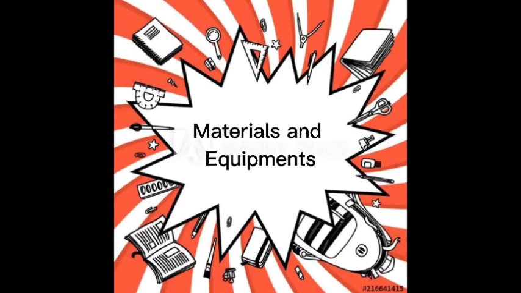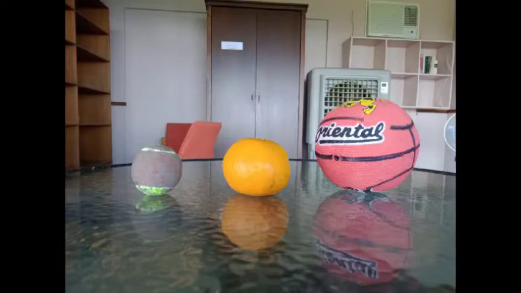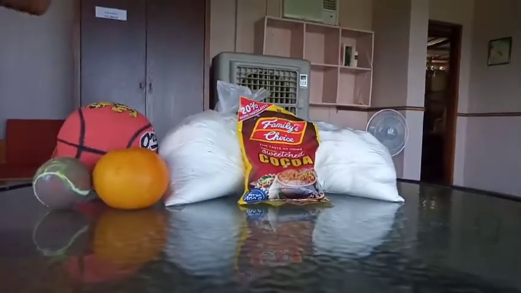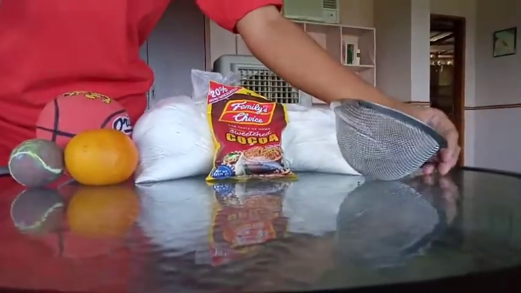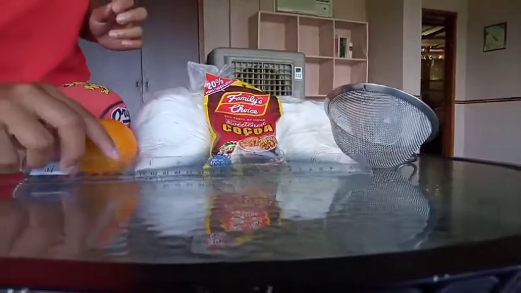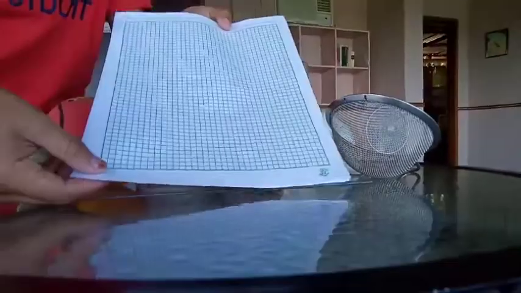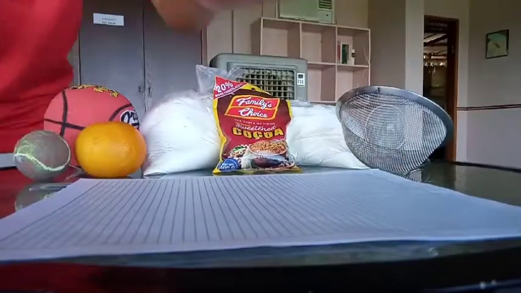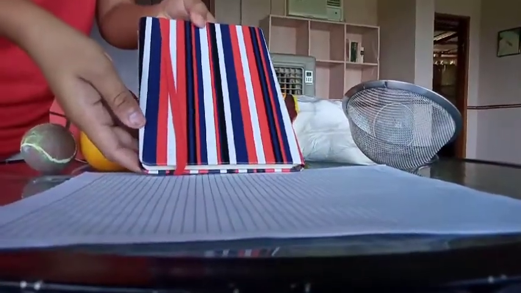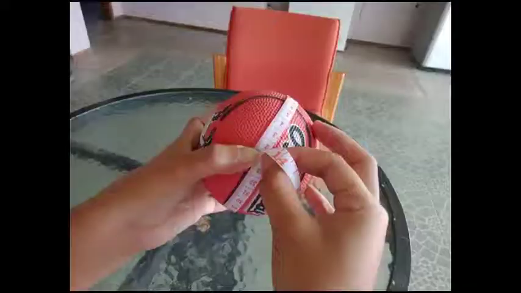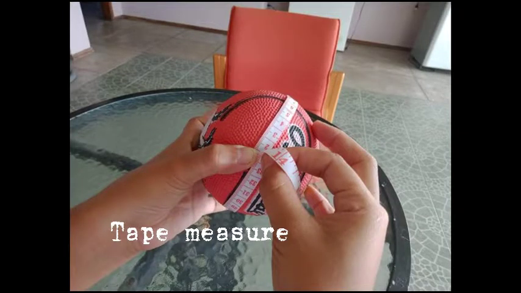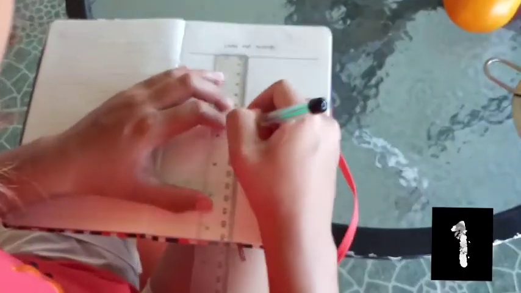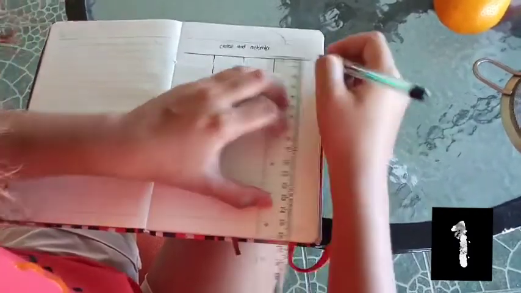Here are the materials and equipment that we need in this activity. Different kinds and sizes of spherical objects. These spherical objects will serve as our meteorites. Flour, cacao powder, flour sifter, ruler, graphing paper, laboratory notebook, tape measure, and basin. In your lab notebook, make a data table like this.